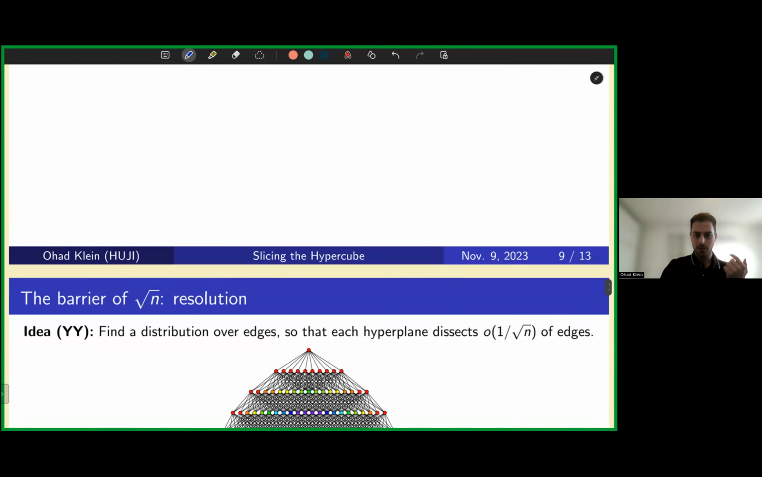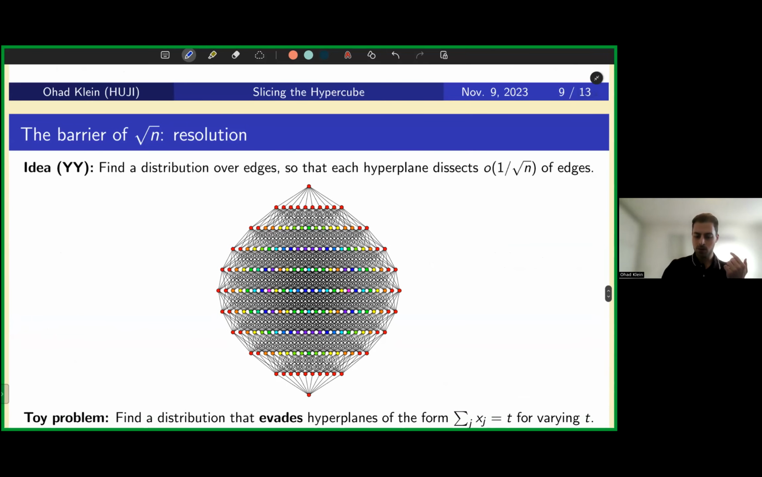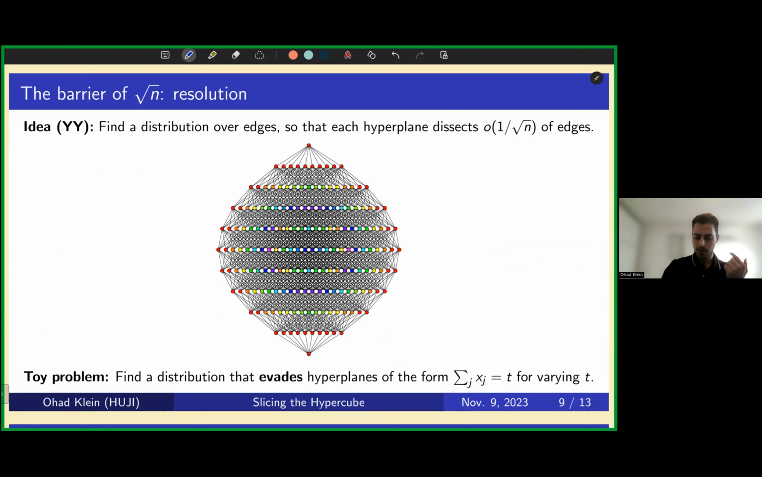So because of the previous example, consider the following toy problem. Suppose that all hyperplanes are diagonal hyperplanes. Now, we want to find a distribution that evades all these hyperplanes. That is, a small set of hyperplanes cannot dissect a significant proportion of the edges according to this distribution.